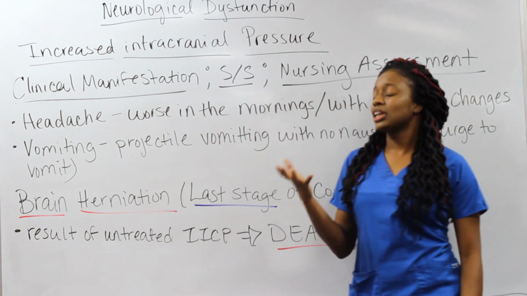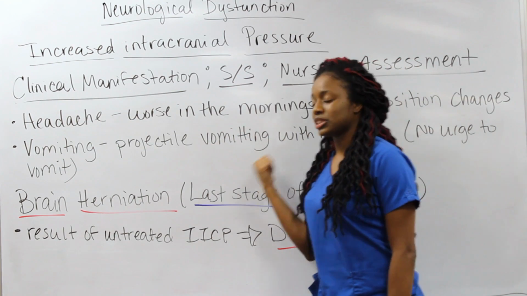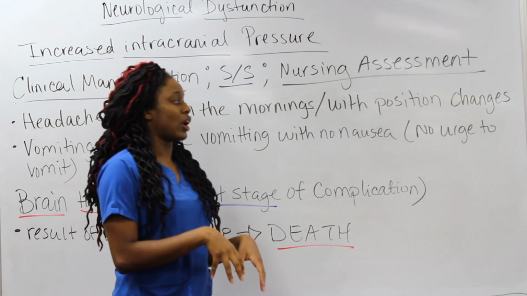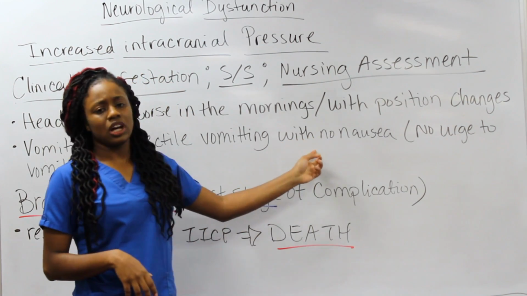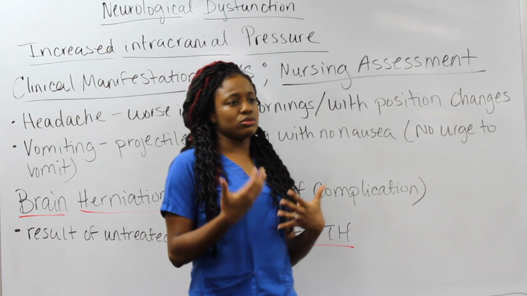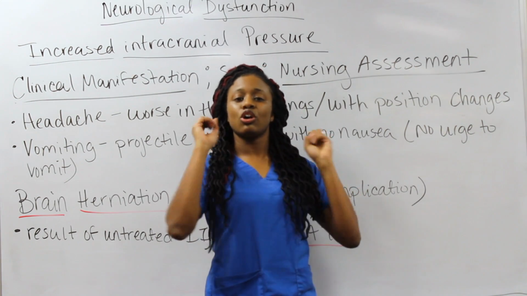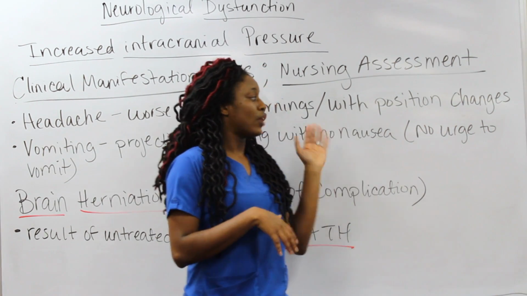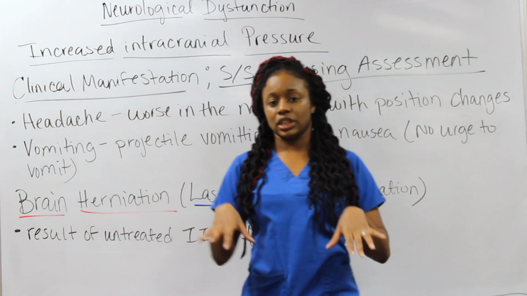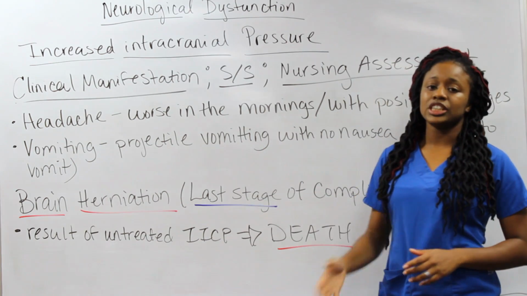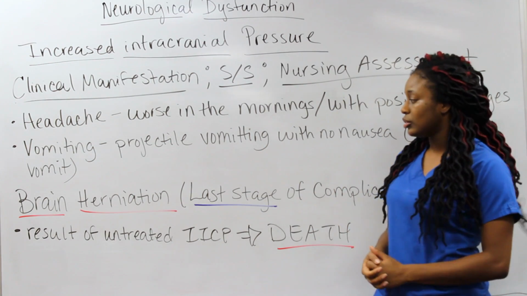What type of vomiting? Projectile vomiting. Projectile vomiting is vomiting without having to be nauseated. There's no urge for you to feel as if you need to vomit. You just all of a sudden vomit, and you vomit profusely. So these are some other clinical manifestations or signs and symptoms that can occur.